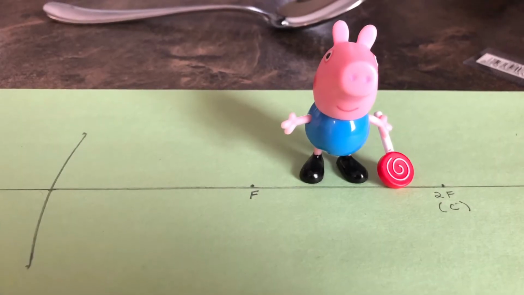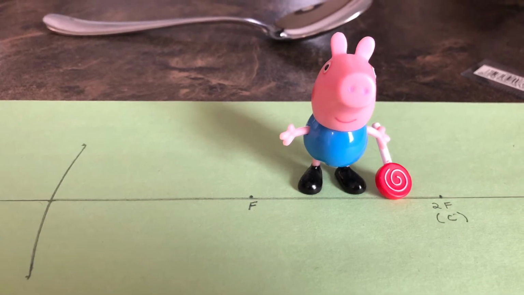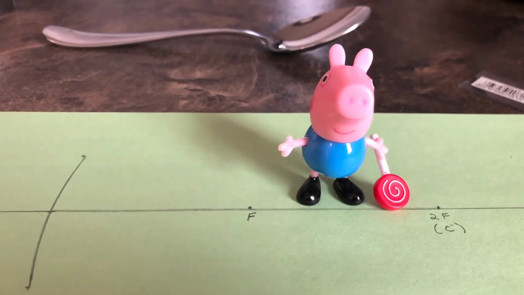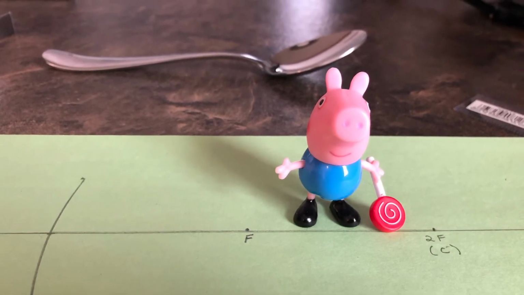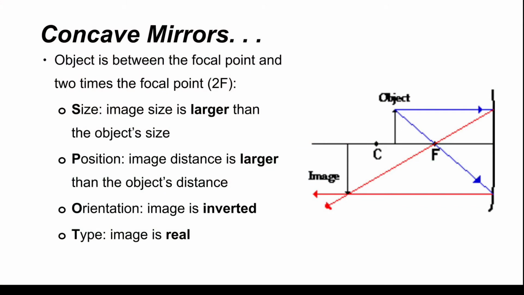In the second scenario, the object is between the focal point and twice that of the focal point, which is also known as the center of curvature for the mirror. Let's see what the theory holds here. So when the object is between the focal point and twice that of the focal point, you'll see the image characteristics as follows. The image will be larger than the object. The position will be further than the object's distance from the mirror. The orientation of the image is inverted, meaning it's flipped over compared to the object. And the image is also real, which requires a screen to see it.